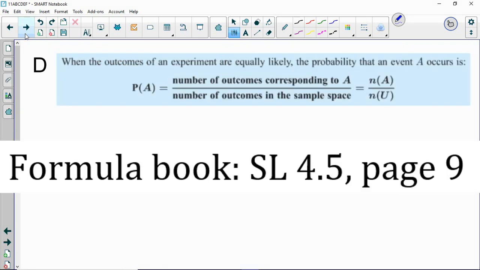Anyway, we're on to section D now, which is theoretical probability. So I said before, that's when we just think about the problem and know what the probability should be. But this requires that each of the outcomes are equally likely. And then all we do is take the number of outcomes in our event divided by the number of outcomes in the sample space, and that gets us the theoretical probability, which we write as P of A.